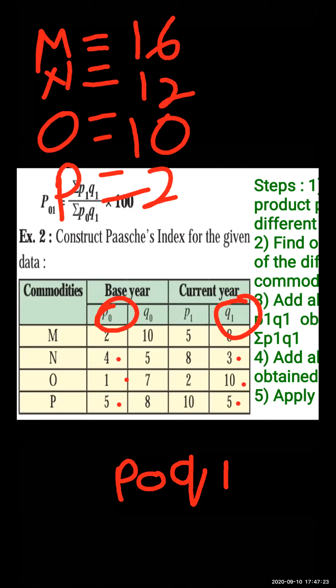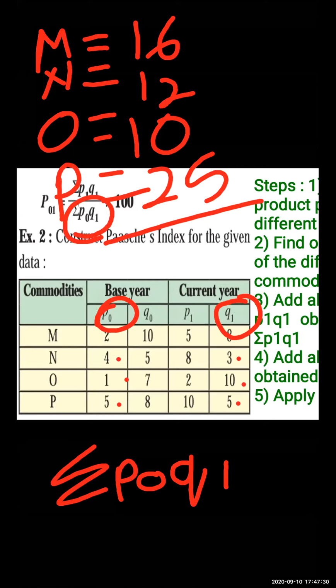Good, very good. So we need to find out now sigma p0 q1, that is total of p0 q1. So you have to add 16, 12, 10, 25. Yes, Joy. Other students also reply. Kusum, Pramila, Preeti. Yes, the correct answer is 63. Okay, so we got the variable sigma p1 q1. We got the variable sigma p0 q1.